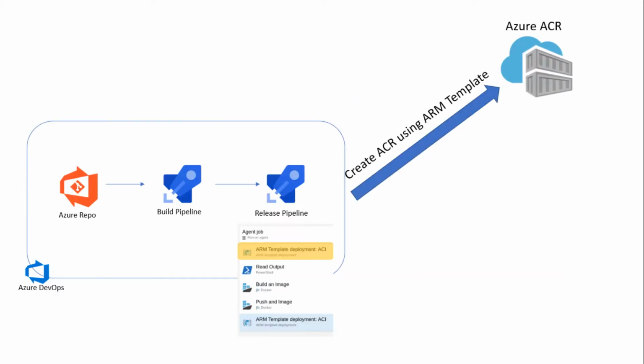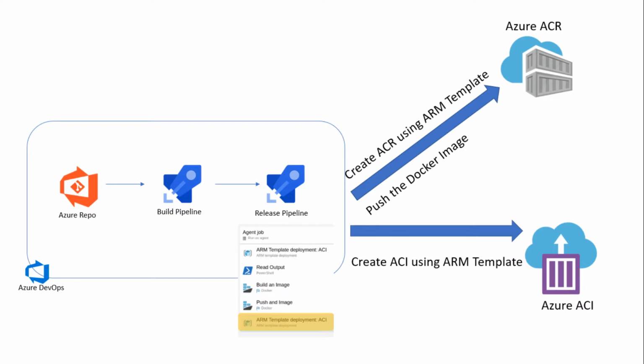Next, we will create a release pipeline, where we will get the ARM templates from the artifacts and create the Azure Container Registry. Just after creating the ACR, we have to read the container registry name, server name and password. Then we'll build the Docker image using the docker build command and push the Docker image to the Azure Container Registry. As a final step, it will create the Azure Container Instance using the ARM template and then push the Docker image to the container instance.